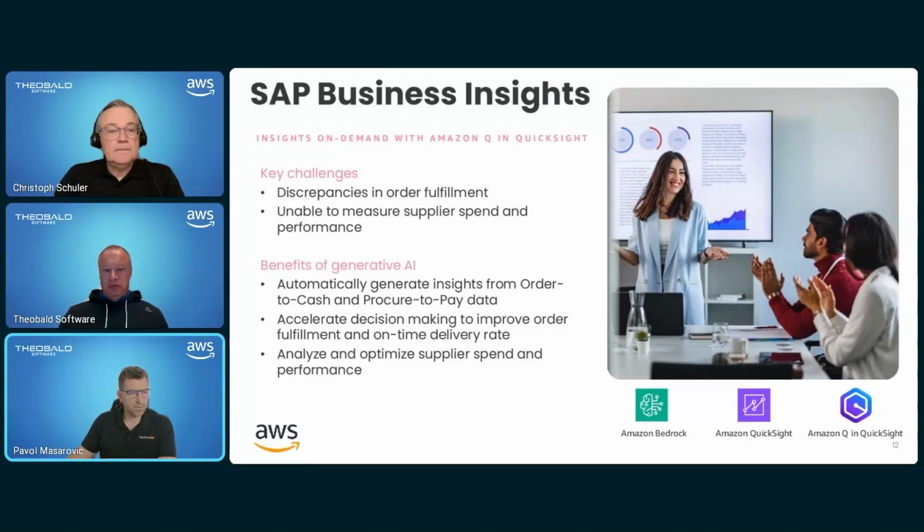With the benefits of generative AI, you can then, of course, think of automatically generating insights from those processes mentioned as order to cash, procure to pay, record to report, and others. You can also accelerate decision-making to improve the order fulfillment and on-time delivery rate. You can also analyze and optimize, for example, the supplier spend and the performance. Next slide, please.